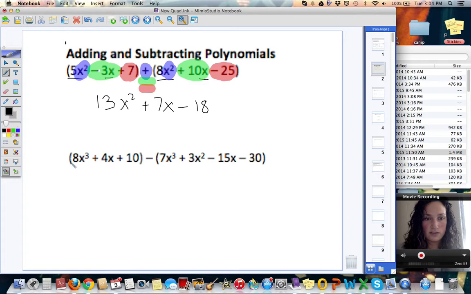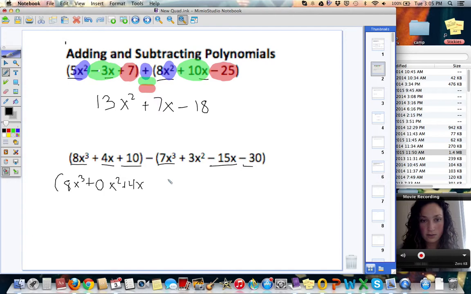Down here, let's make sure we have the same terms. I have an x cubed, I have an x cubed. I have an x, and I have an x squared over here. So I'm going to rewrite this as 8x cubed plus, I don't have an x squared, so I'm going to write it as 0x squared, plus 4x, there's my x, so I'm going to keep my 4x, plus 10. Minus, and then this is the same thing. So I rewrote this to have the same number of terms, so that I don't forget anything.